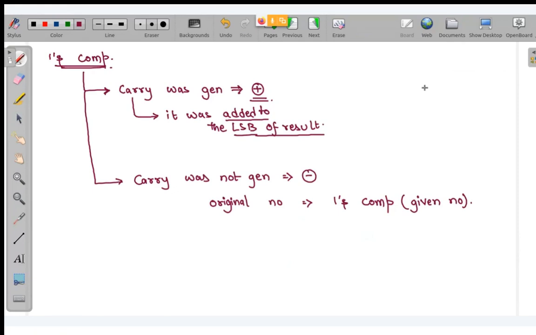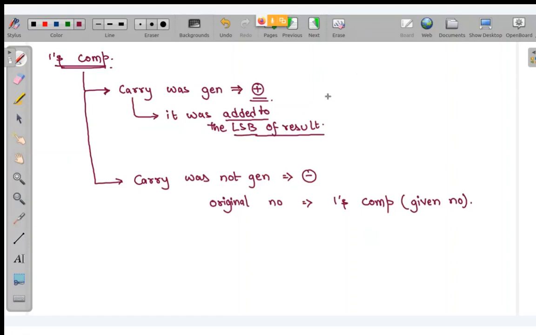We usually take 2's complement. Why? Because in 2's complement, if carry is generated, we discard the carry. We say that if carry is generated, it is a positive number. If it is a negative number, then for getting the original number, we need to take the 2's complement of the given number, or the number that we are getting after addition of two numbers.